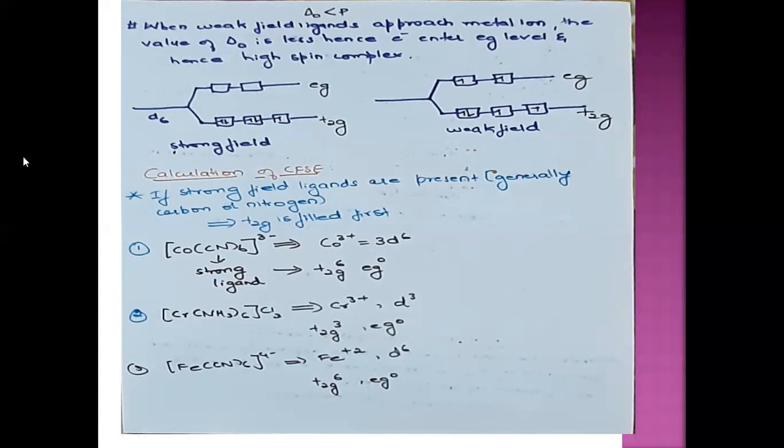Now the calculation. According to the filling rules, here I have solved some of the numericals. For example, this is hexacyano cobalt 3 minus. See here, cyanide is a strong field ligand. So first you have to fill the T2G level completely, then go to the Eg level. The number of electrons in the d orbital is 6, so all 6 electrons are first filled in T2G. So the configuration is T2G6, Eg0.